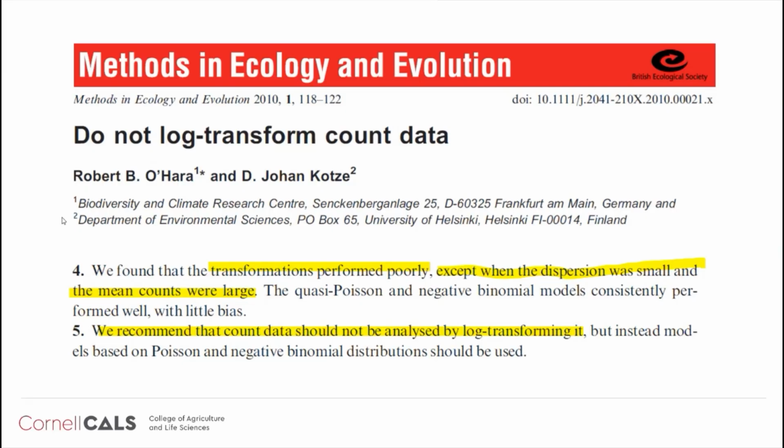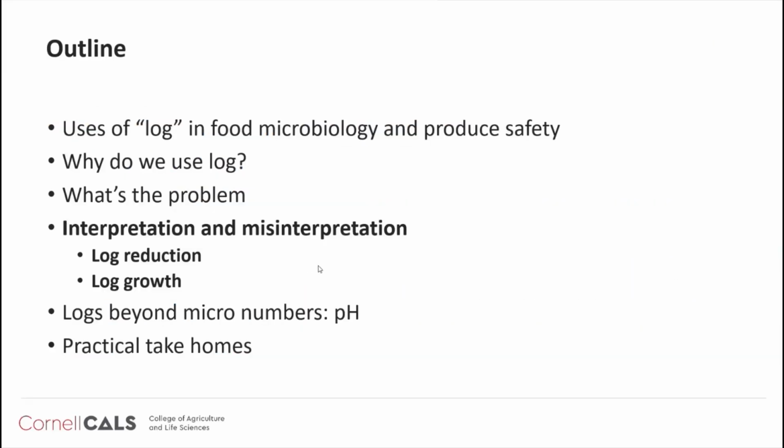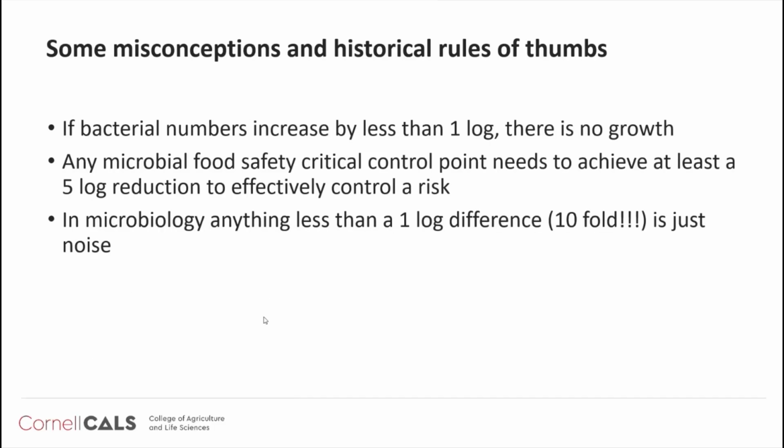So let's talk about interpretation and misinterpretation as we practically use log data in industry and to make food safety decisions. So back to some of the examples I mentioned. Some of the paradigms that people may often hear is if bacterial numbers increase by less than 1 log, there's no real growth. Sometimes we're told any good critical control point needs to achieve at least a 5 log reduction to effectively control a risk. And anything less than 1 log difference is just noise and is expected. None of those are really true.